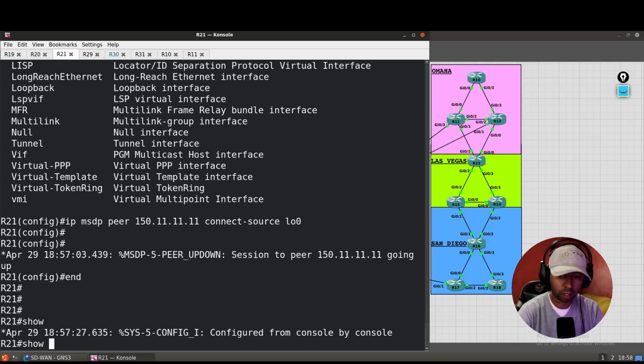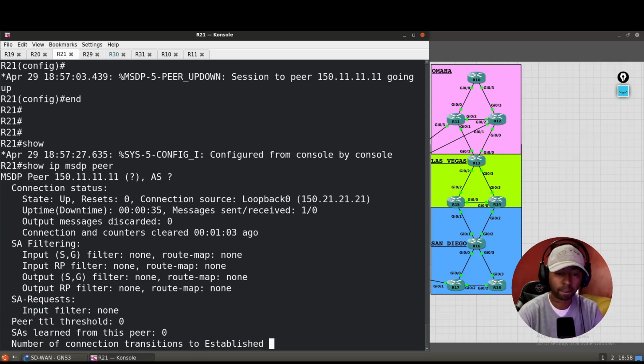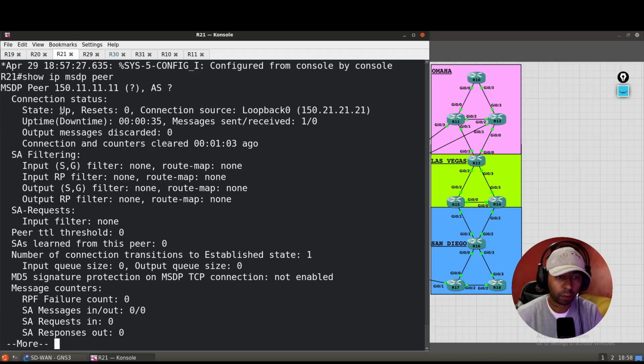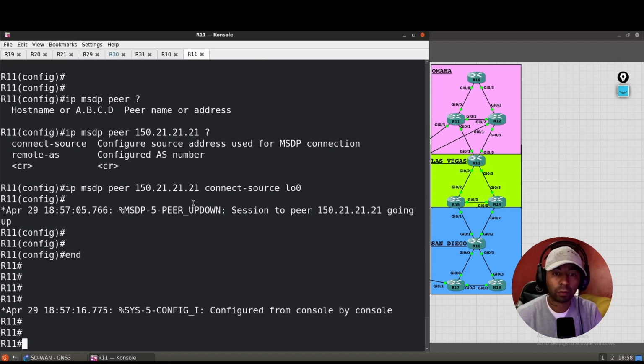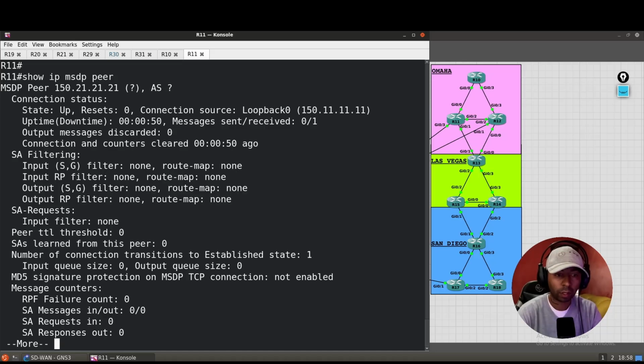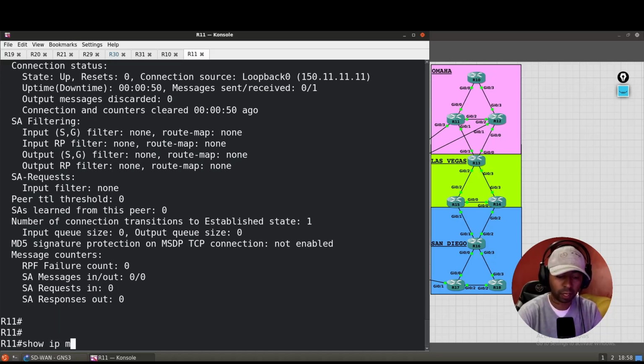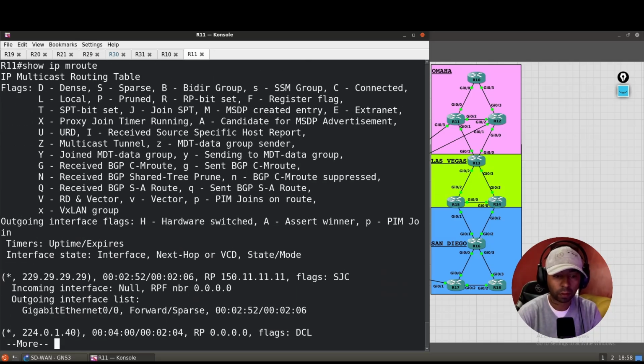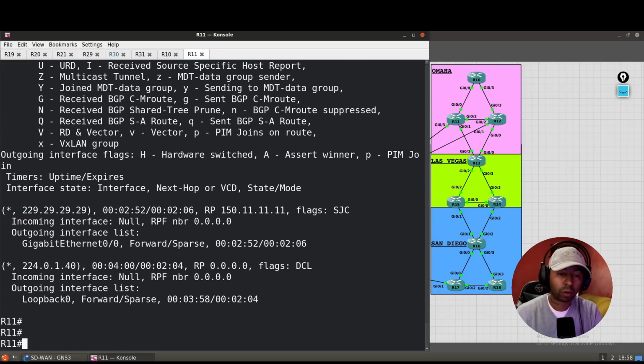Show IP MSDP peer. It's up, right? He knows about the 150.11.11.11 now. So let me go back here. Show IP MSDP peer. Yes, he knows too. Show IP mroute. So we are knowing about the other side, but it is still in null. The star comma G is still in null.